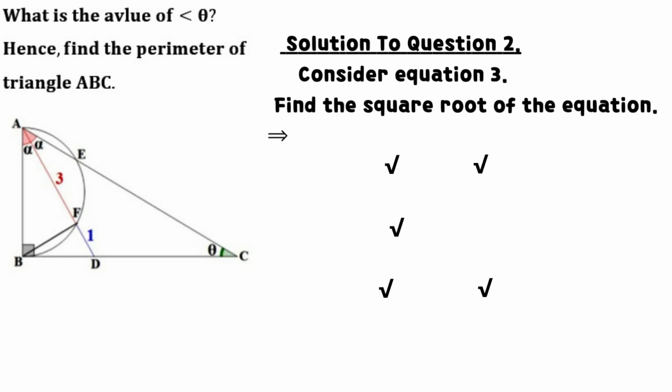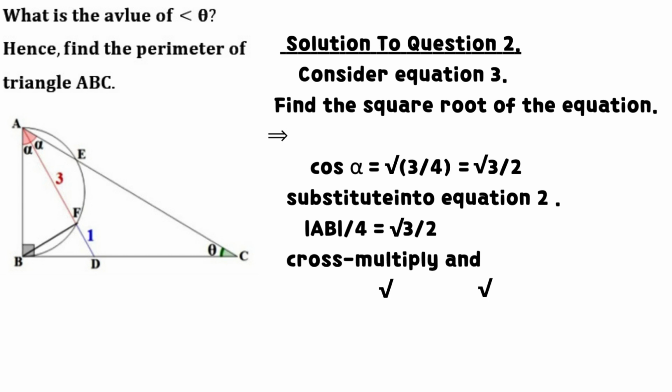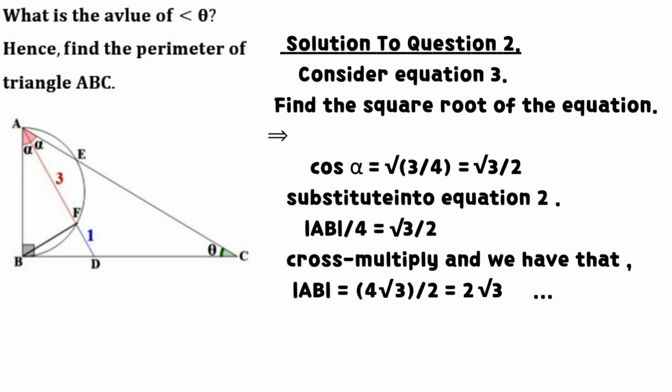Consider equation 3. Find the square root of the equation. It follows that cosine alpha equals the square root of 3 divided by 4, which equals half the square root of 3. Substitute into equation 2. Line AB divided by 4 equals half of the square root of 3. Cross multiply and we have that line AB equals half the product of 4 and the square root of 3, which equals the product of 2 and the square root of 3. We call it equation 5.